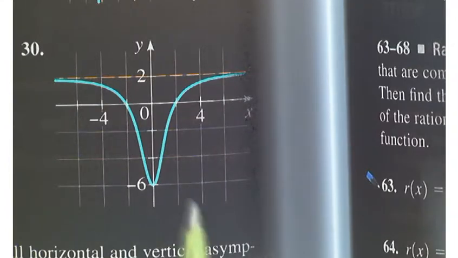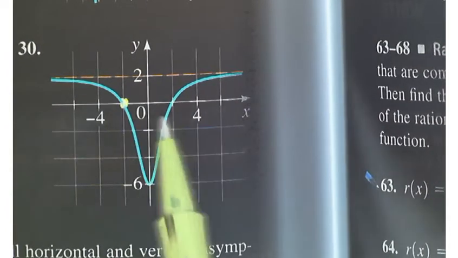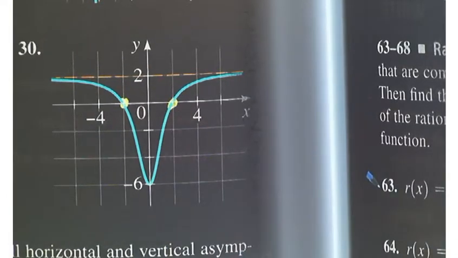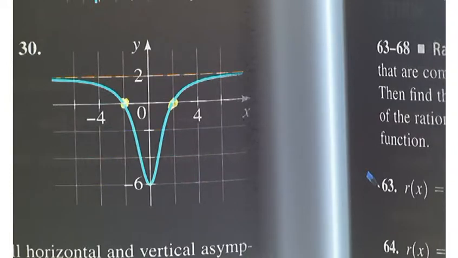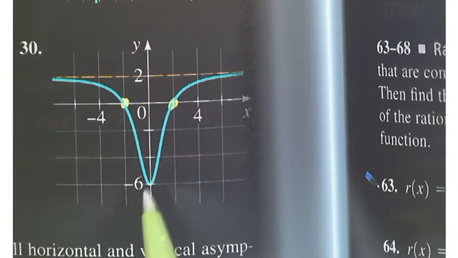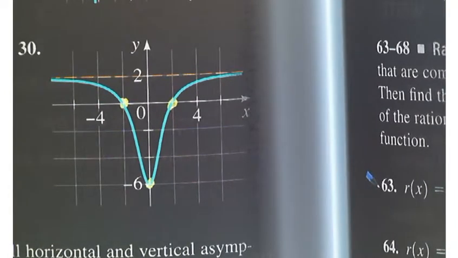Well, -2 and 2 would be your x-intercepts, right? So here and here, that'd be your x-intercepts. So -2, 0, and 2, 0, those are your x-intercepts. Good. And let's get rid of the last intercept. What's the y-intercept? Yeah, 0, -6. So those are our intercepts.